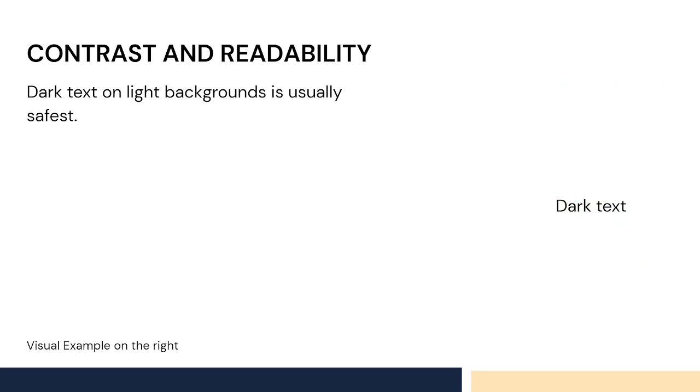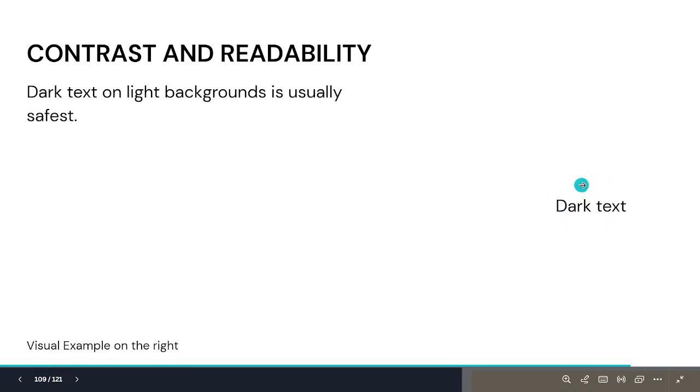Now we have contrast and readability. Dark text on light backgrounds is usually safest. When it comes to contrast, we've explored this before, but let's go over it again. When dark text is placed on a light background, it is usually more readable, and it is usually safe for the use of typography. We can see an example here. I intentionally put the dark text as a phrase here, and this dark text is literally on a light background, which is the white background beneath it.